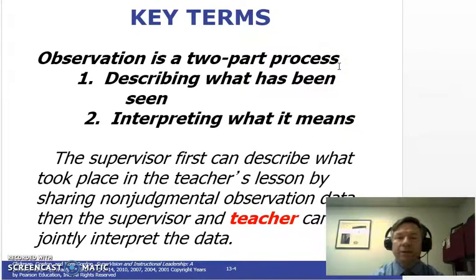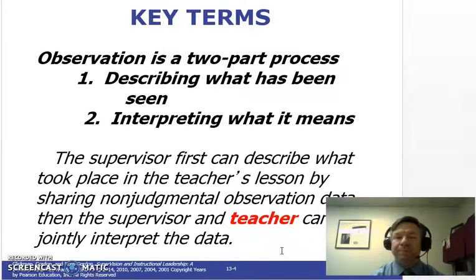Now, this is from the Glickman text, that you're going to describe what took place in the teacher's lesson, sharing non-judgmental observation data. And then Glickman says that the supervisor and the teacher can jointly interpret the data. But I would submit to you that generally in practice at the school level, the supervisor makes the interpretation and then shares that with the teacher. Again, that's because the observation process has more of a summative, evaluative component.